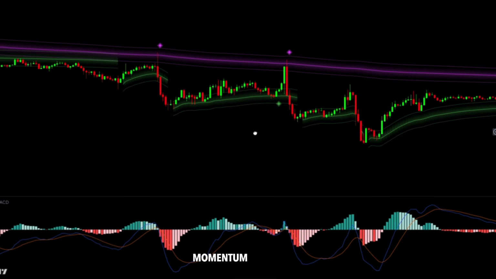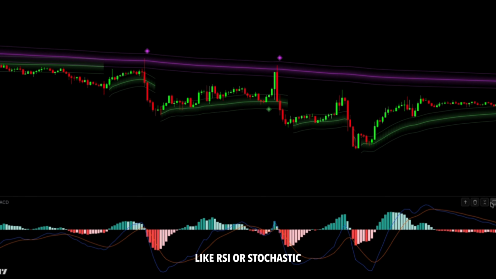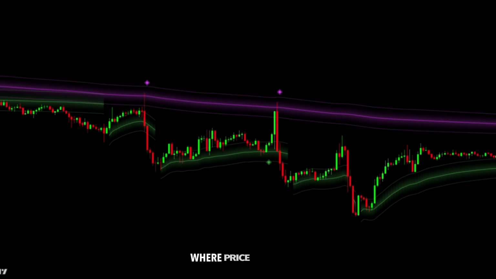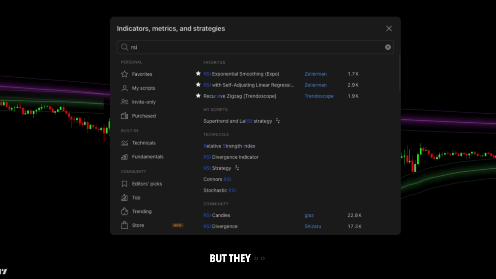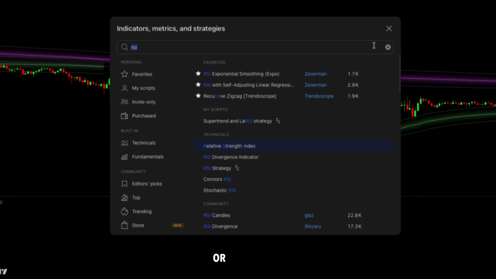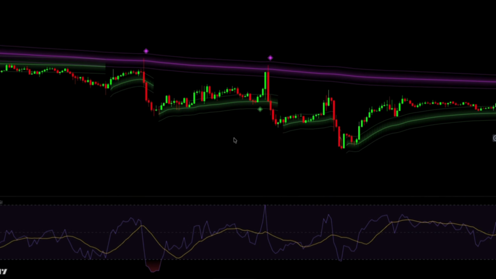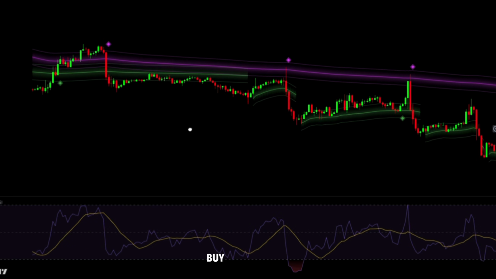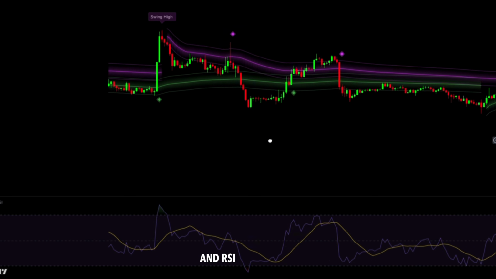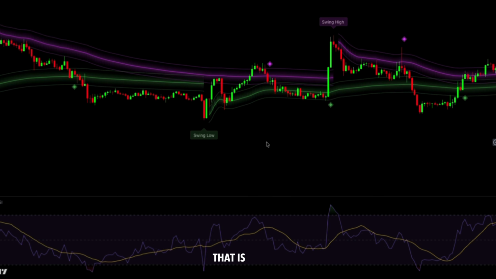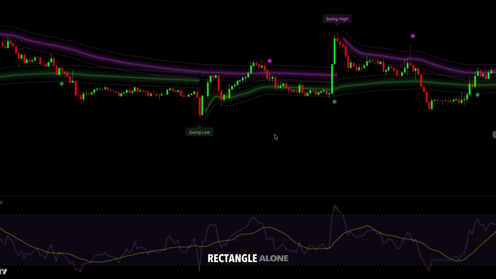First, combine with a momentum oscillator like RSI or stochastic. The bands tell you where price is reacting structurally, but they do not tell you whether momentum is increasing or decreasing. Adding an oscillator gives you that extra dimension. For example, if you get a green rectangle buy signal at the lower band, and RSI is bouncing from oversold, that is a much stronger signal than the rectangle alone.